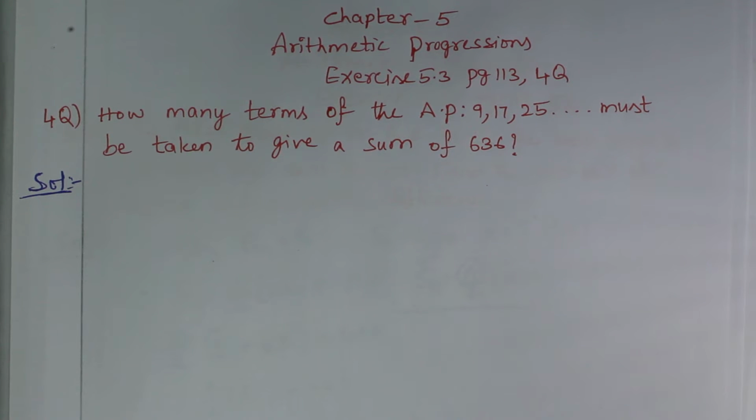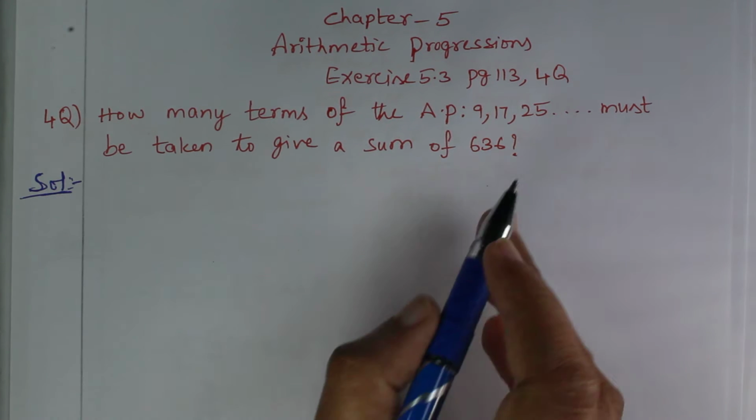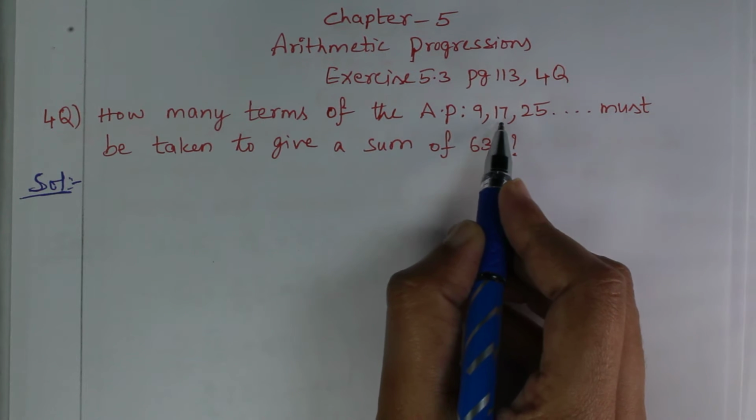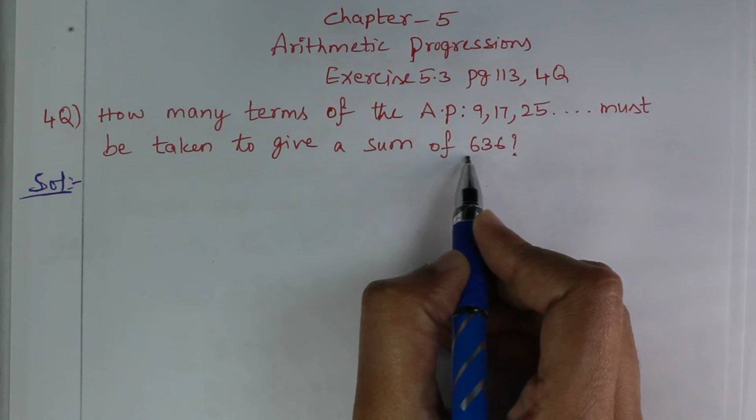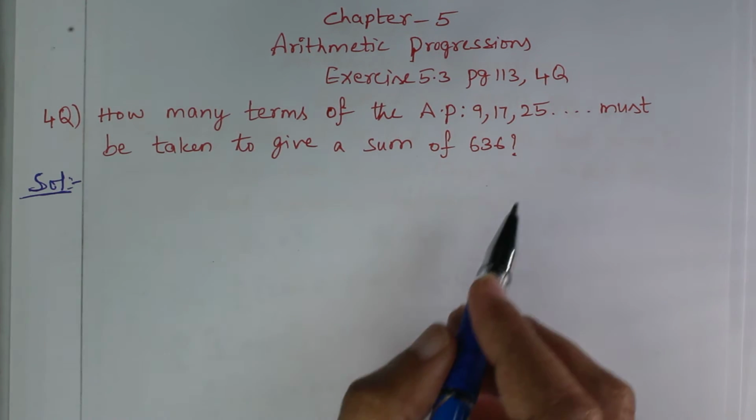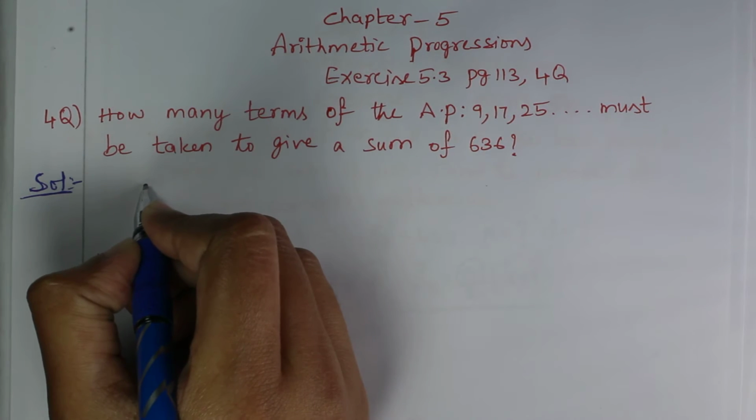In this session I am going to explain the fourth question from exercise 5.3, page number 113, chapter 5, Arithmetic Progressions. So let's read the question first. How many terms of the AP 9, 17, 25 and so on must be taken to give a sum of 636? So he is asking how many terms in this series are required to make a sum of 636. So we have to find out the value of n.